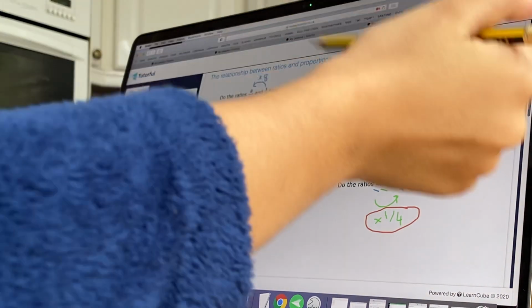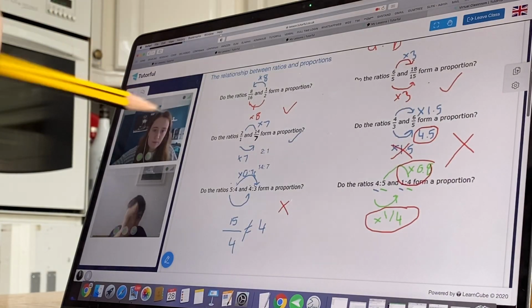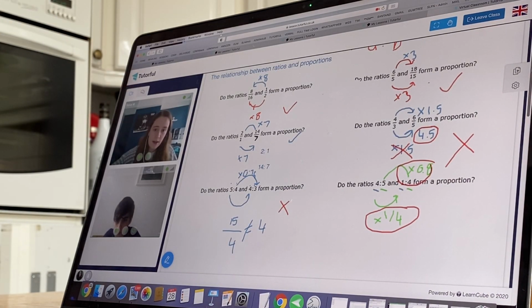It doesn't necessarily need to be a whole number. It just needs to be the same number. It needs to be a factor.